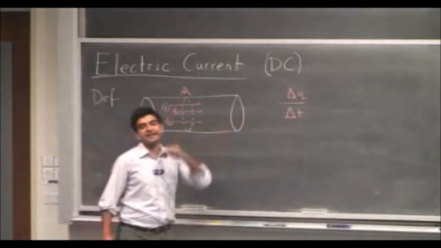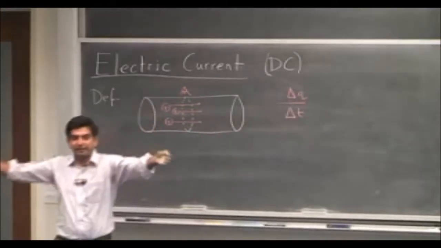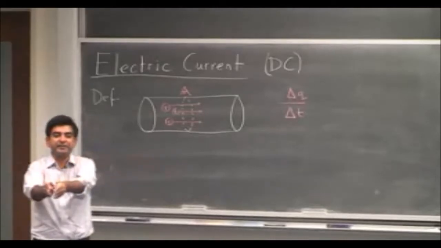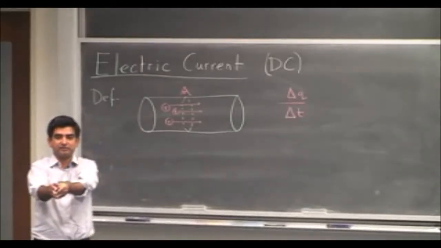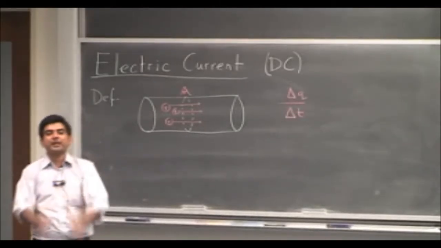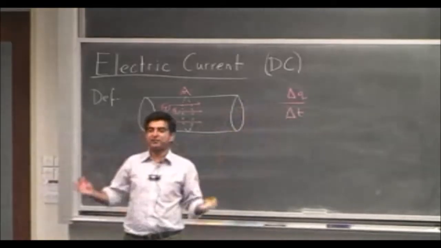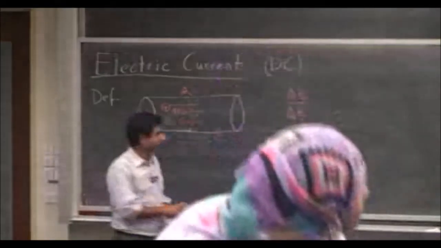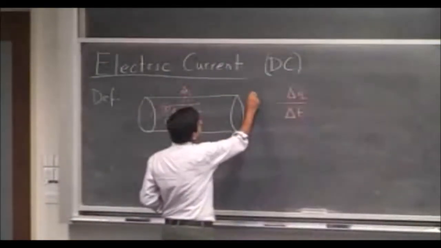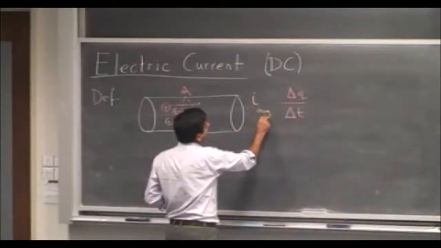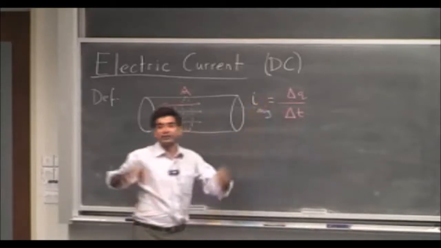Now, how big is this delta t? It could be very large, it could be 1 second, or it could be really small, a nanosecond. So what this quantity gives you is just an average value of the current, averaged over a time delta t.